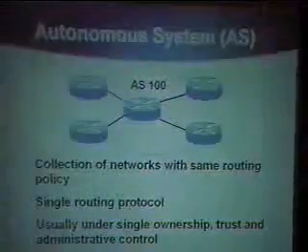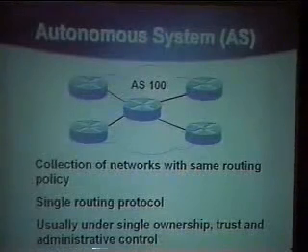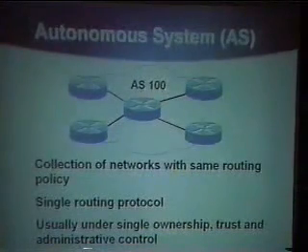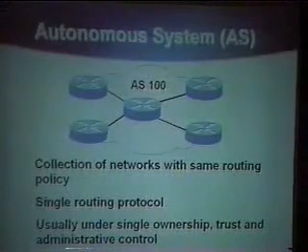An autonomous system. All of you will have heard what an autonomous system is. You hear people talking about AS numbers and so on. An AS is basically a collection of networks with the same routing policy. Okay, so the picture there has a few routers, some lines drawn between them, and a number. And that is basically an autonomous system. You run a single routing protocol within an autonomous system. An AS is usually under single ownership, trust, and administrative control. I say usually, in about 90% of the cases.